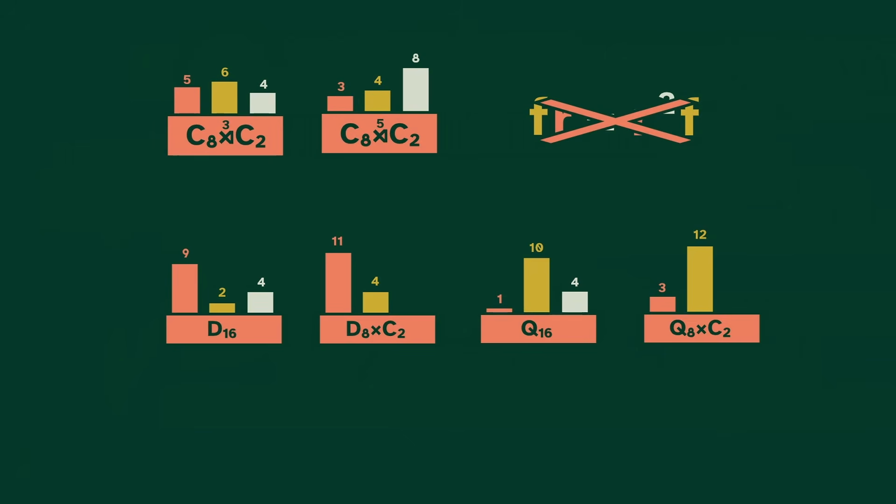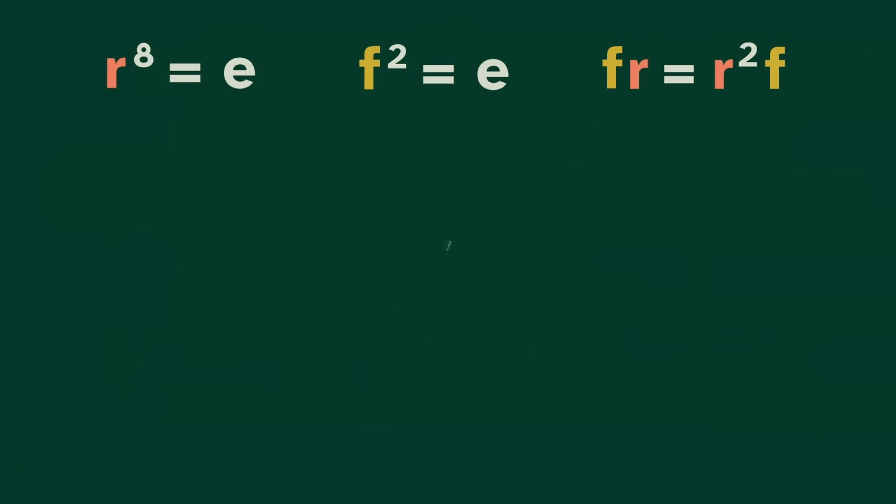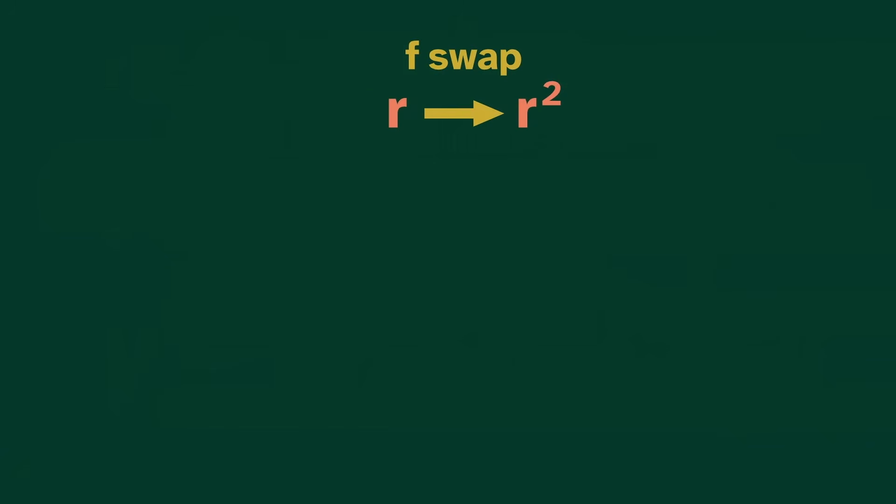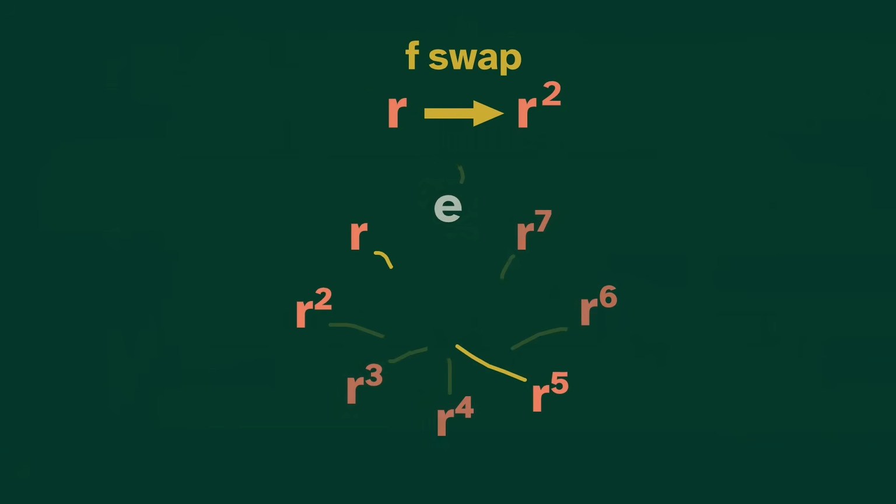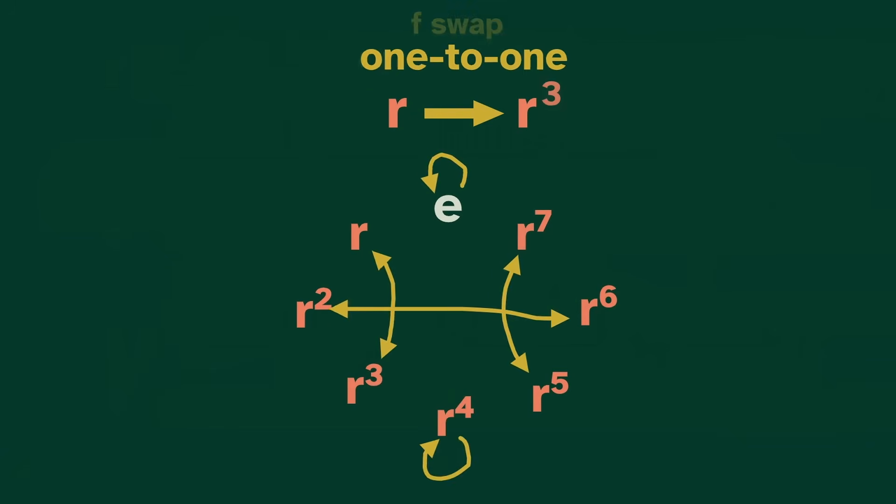Nope. Is that not a new group? It's not a group at all. Wait, why not? Let's try it out. R does not equal r to the 5th. But if we apply flip, then swapping doubles the powers. And oh, they end up being the same. Yeah, the f swap is a map, and r to the 5th got mapped to the same element. It only works if flip is a 1-to-1 map, like going to the third power.